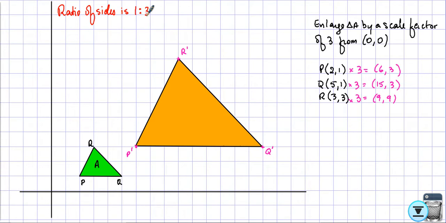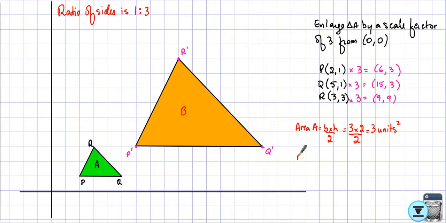Now, if I had to find the area of triangle A, I'm going to call them A and B, okay? The area of triangle A is base times height divided by 2, because that's a triangle. The base of triangle A is 3. The height is 2. 3 times 2 divided by 2 is 3 square units.